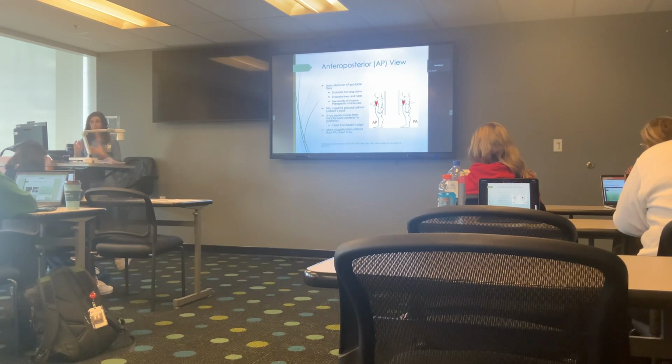So we can see some distortion, mainly in the magnification, and the heart will look a little more enlarged. So it's important that if you see what you would think would be an enlarged heart, which I'll show you how to determine that, to realize, oh, this is an AP film, not a PA film.